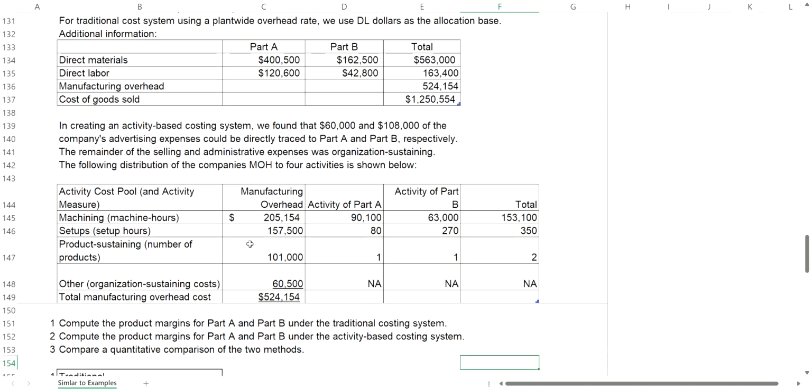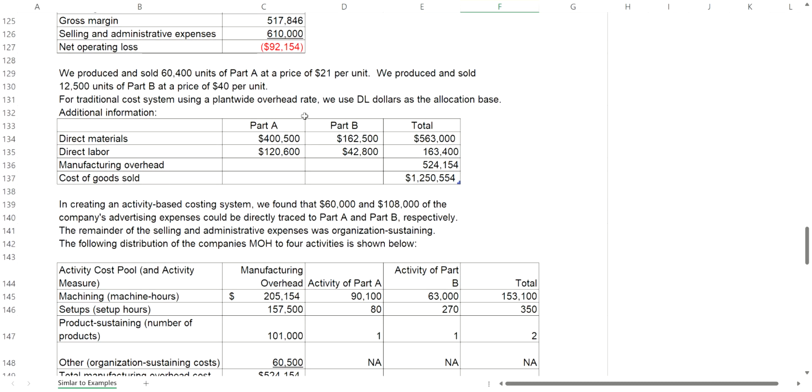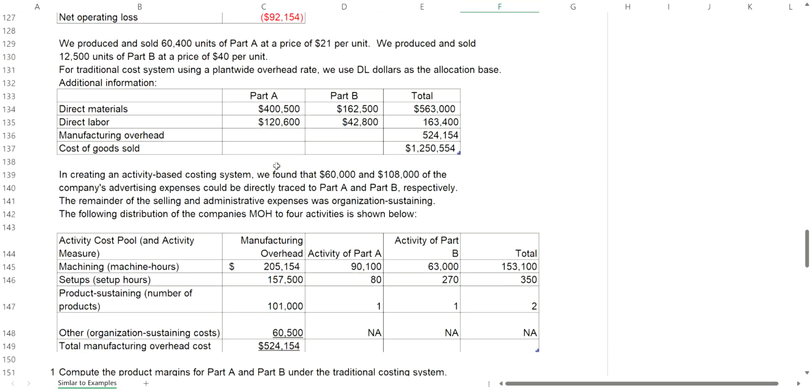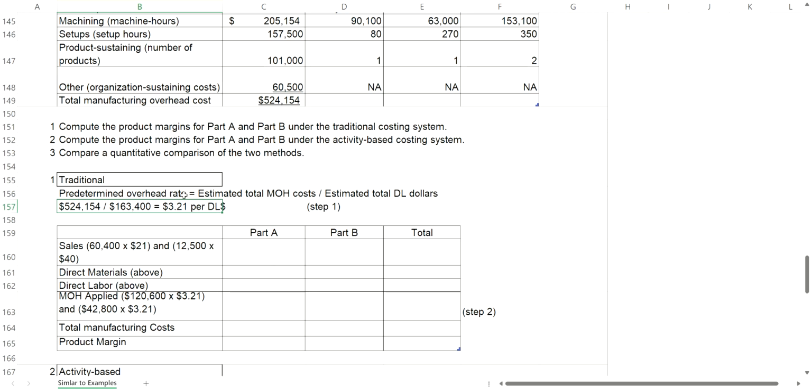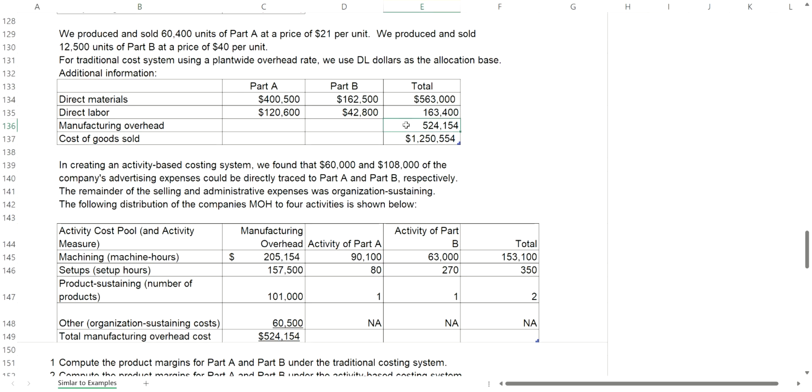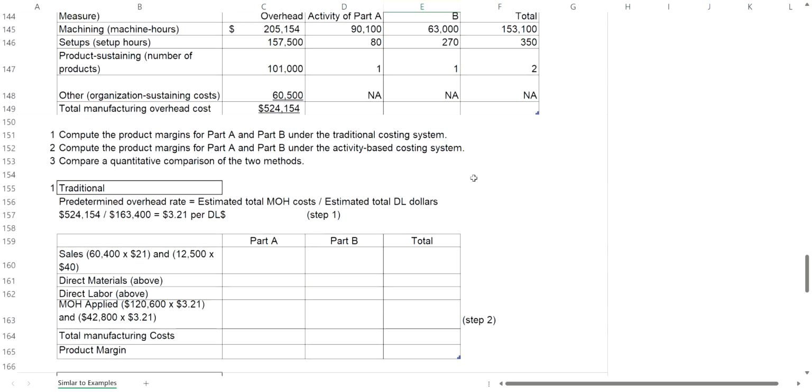So remember, it did say that we were going to use, in the traditional, direct labor dollars as our allocation base. So in step one, you do want to get your predetermined overhead rate. And so that would always be taking the estimated overhead cost divided by your estimated activity, which in this case is the direct labor cost. So I've actually already written it out, but just to show you where I got it from, the estimated total manufacturing overhead is given here at $524,154. So I will use that.